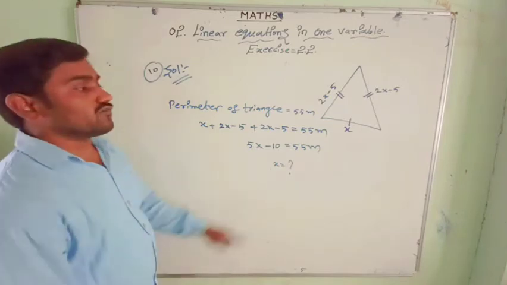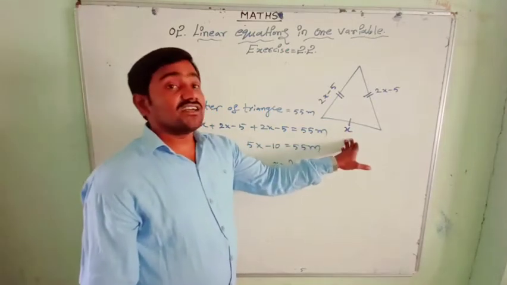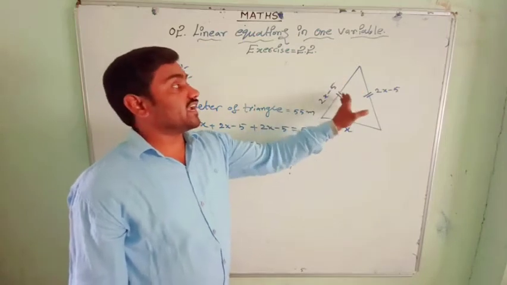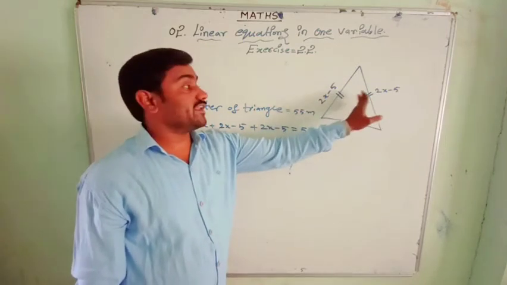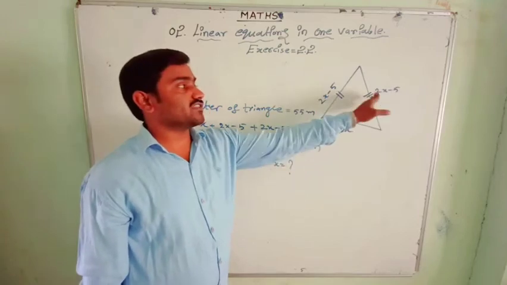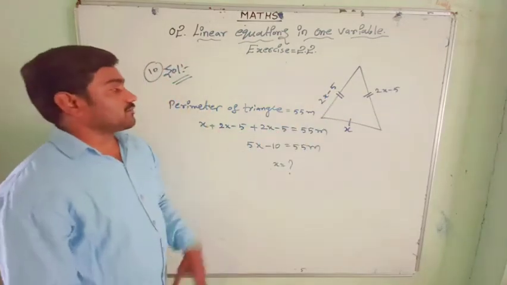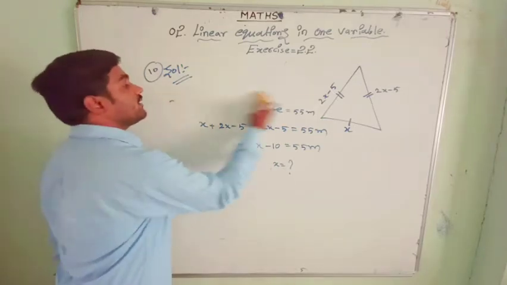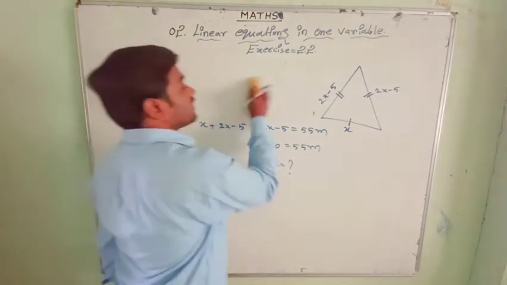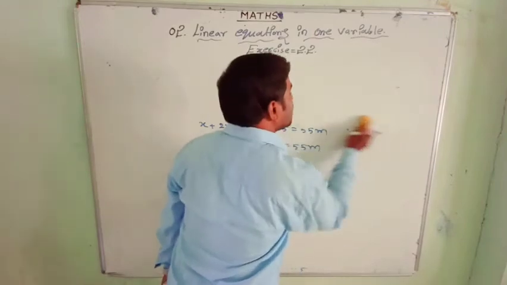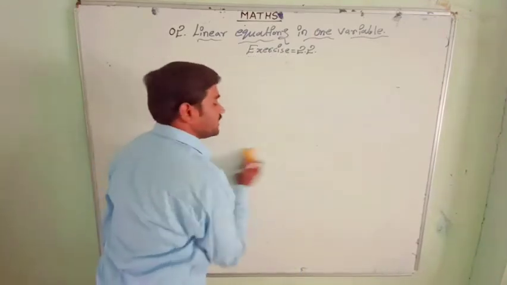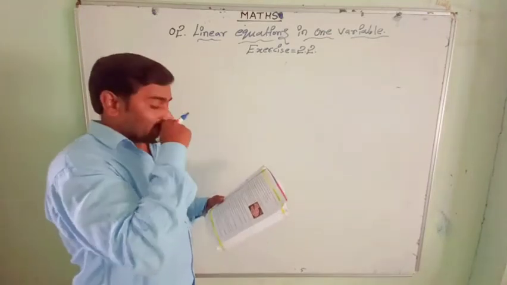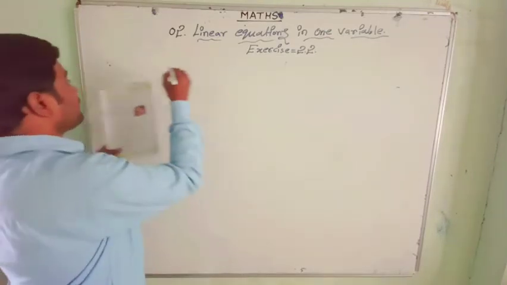Very simple. First the third side is x, then twice the third side is 2x minus 5. The remaining two equal sides are 2x minus 5 and 2x minus 5. As per the problem, the perimeter of the triangle they have given is 55 meters. The sum of all the sides of any polygon is known as the perimeter. Perimeter means we have to add all the sides.